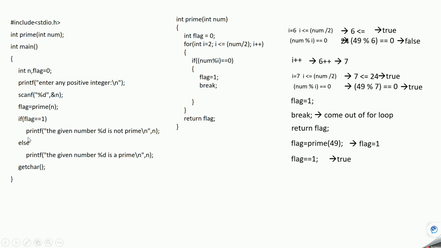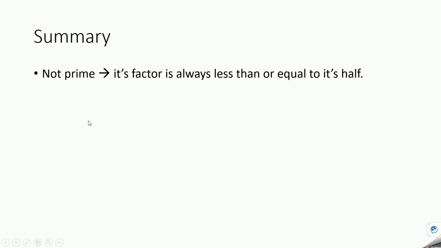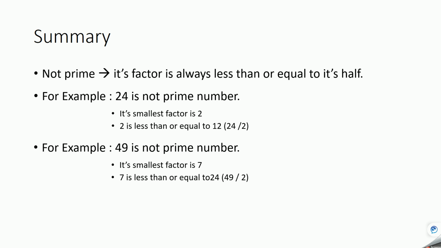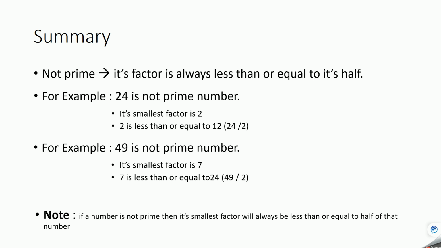So since it is true, it will come here and it will display this message: the given number 49 is not prime because it is divisible by 7. So like this you can try with different numbers and trace like this. Okay, so basically we should remember that if a number is not prime, then its factor is always less than or equal to half of its number, and these are some examples. So these are the points we should remember.